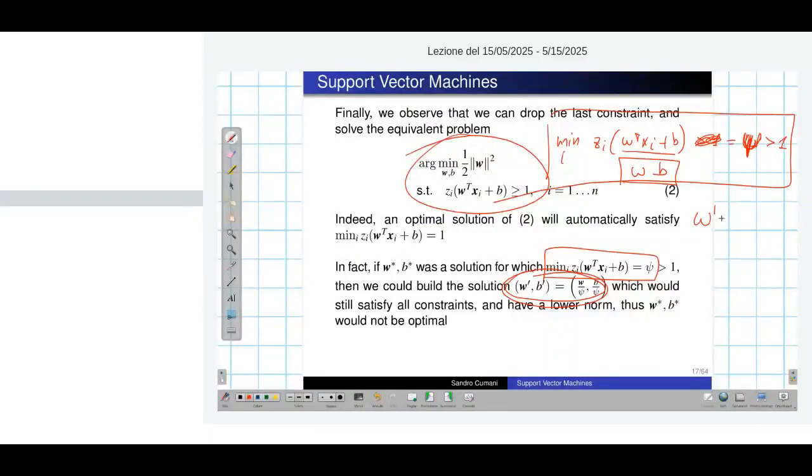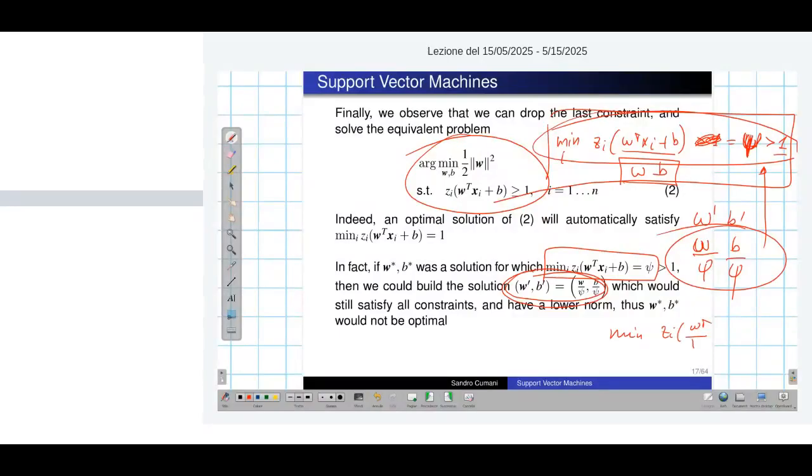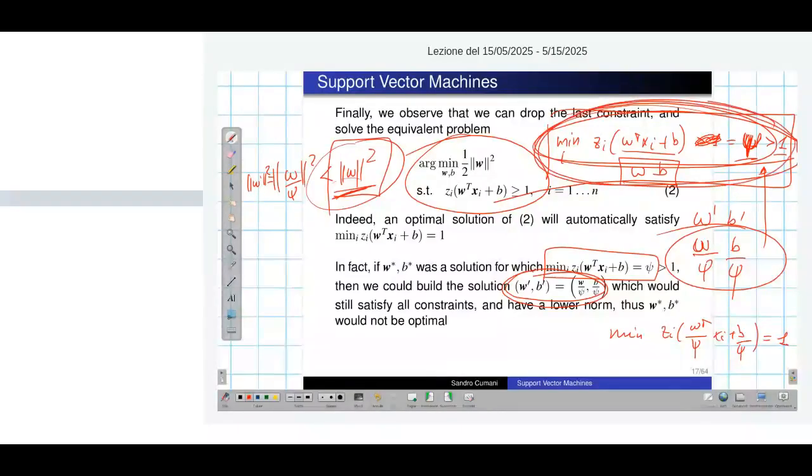But now take a new solution W prime and B prime that is obtained by taking W and B divided by psi. This is a new solution. For this solution, the minimum of these terms will be equal to 1, because when I put the minimum of Zi (W transpose over psi Xi plus B over psi), now this will be 1, because without the psi, the minimum would be psi. When I scale everything by psi, the minimum will also be scaled and be 1. But now, the norm of W over psi squared will be lower than the norm of W. So the norm of W prime will be smaller than the norm of W, which means that W is not optimal. But our assumption was that W was an optimal solution for which the constraint was not met.